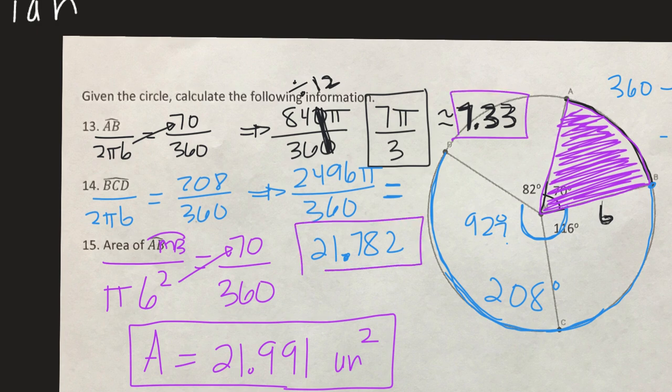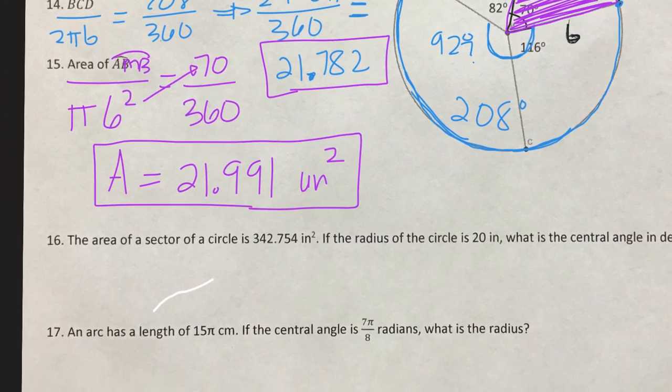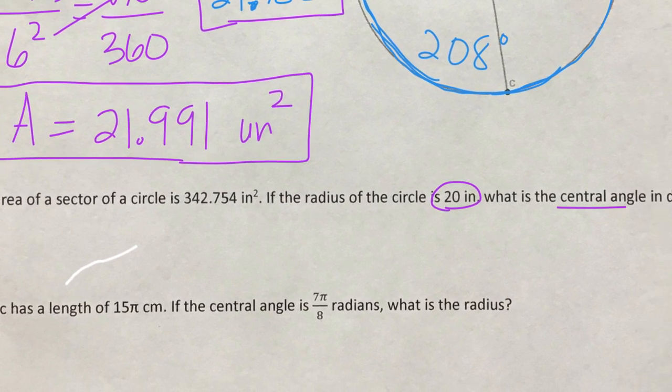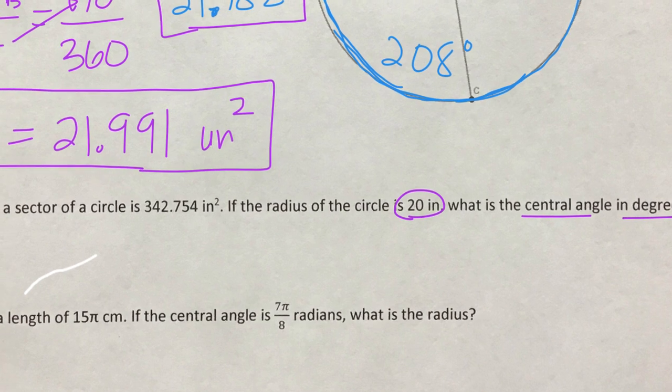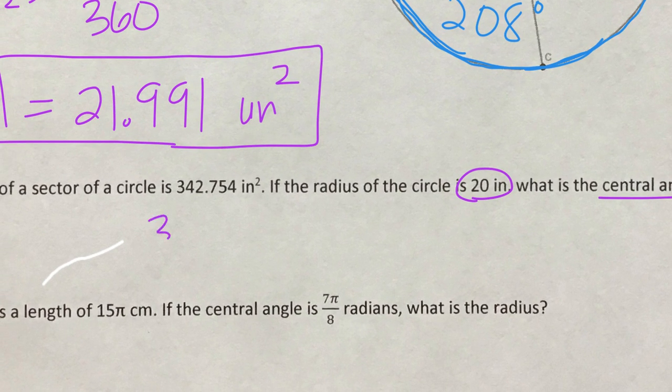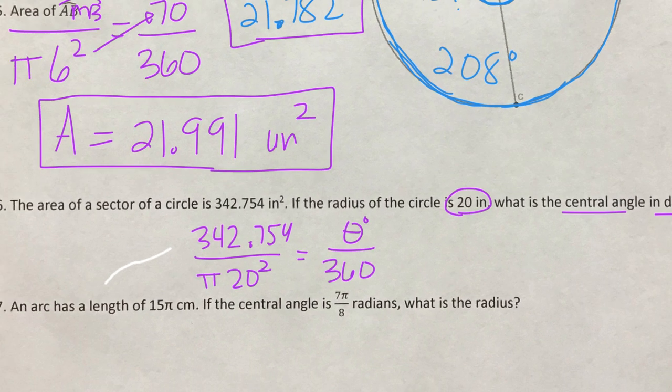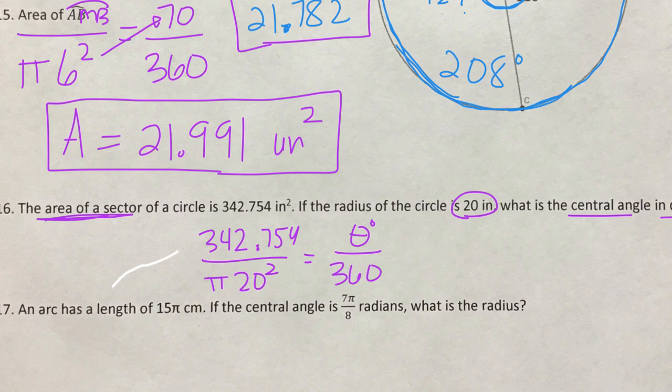So those are some formulas for arc length and sector area. Pretty simple, maybe. The area of a sector is this. So there's our area. If the radius is 20, what's the central angle in degrees? If we want it in degrees, we're going to use our standard formula: 3042.754 over pi times 20 squared equals theta over 360. Pi r squared, remember, we have an area. So the area of a sector means we have an area formula.